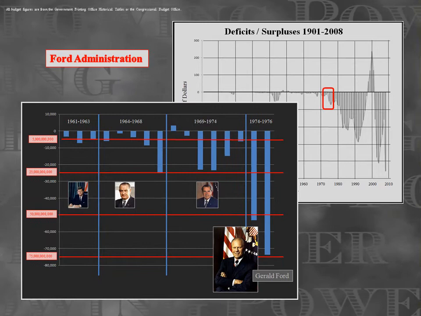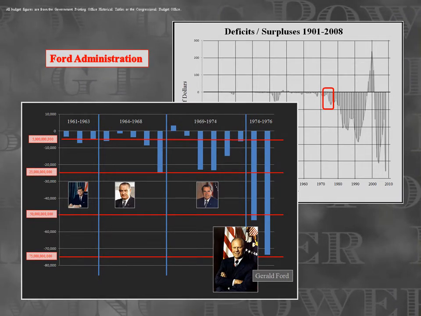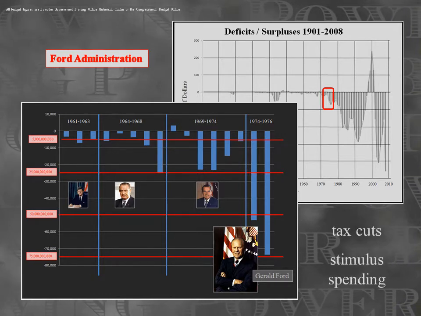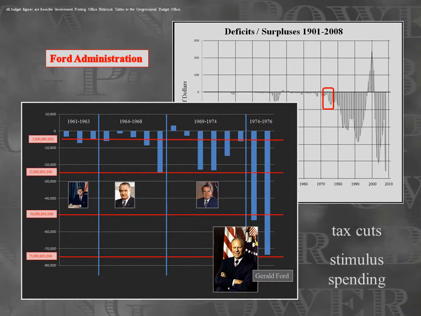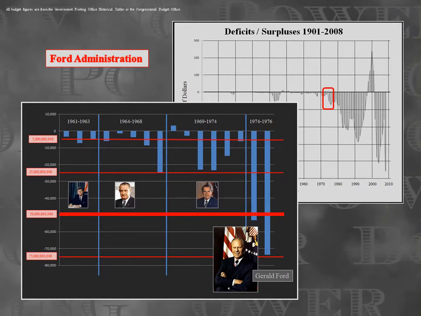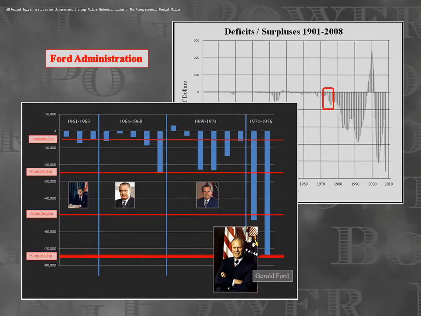The Ford administration had to cope with the problems of economic recession and inflation, as well as a Democratic Congress that favored stimulus spending and tax cuts greater than the administration had requested. The result was larger deficits, surpassing the $50 billion level, and in 1974, approaching the $75 billion level.